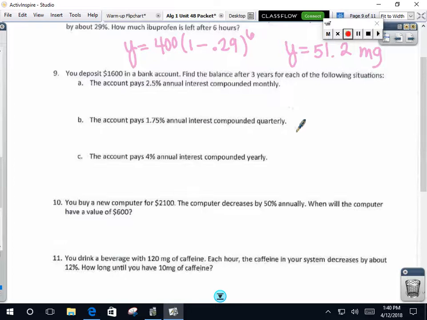Number 9, you deposit $1,600 in a bank account. Find the balance after 3 years for each of the following situations. We're going to start with C because it's the easiest, so jump down to C. Y equals, what is the starting value? Right. Is it a growth or a decay? Right. They're paying you 4% interest, so you're making money on the money in your account. So 1 plus what? And then this is compounded yearly, which means once a year for how many years? 3. Now calculate that and see how much money will be in that account after 3 years.